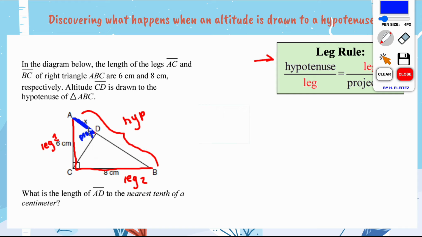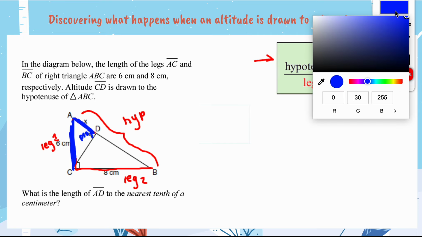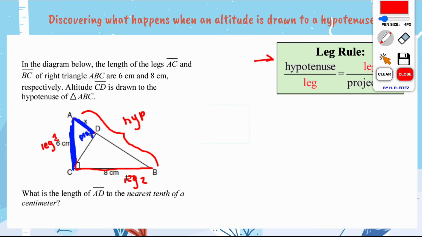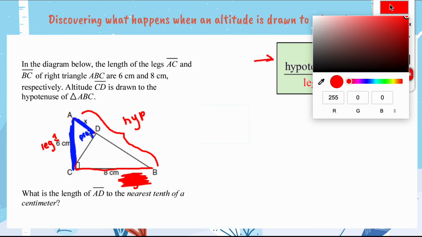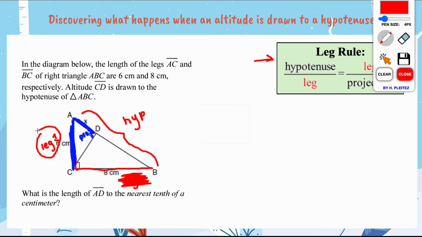So this is a projection, but it's not a projection of this leg over here. It's not a projection of CB. It's a projection of AC. So I know right now, just for this, I'm not going to be using this leg in my formula. I'm using this leg, I'm using my projection obviously, and then I need the value of my entire hypotenuse, which I don't quite have.